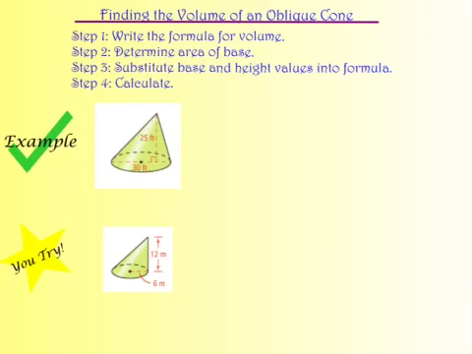Okay, so let's look at the next example where we have an oblique cone. I'm not going to change my formula at all, so I still have volume equals 1/3 pi r squared h. Here I see that they've given me my diameter again, so I know that my radius is 15 feet. They've given me my height, and I know that because they've given me this 90-degree box right here. So I have my height. I'm going to go ahead and plug in my values.